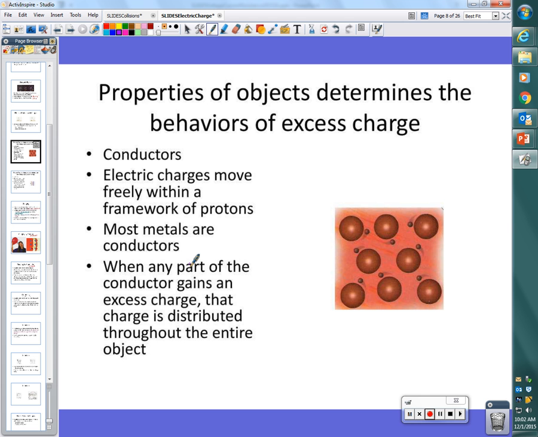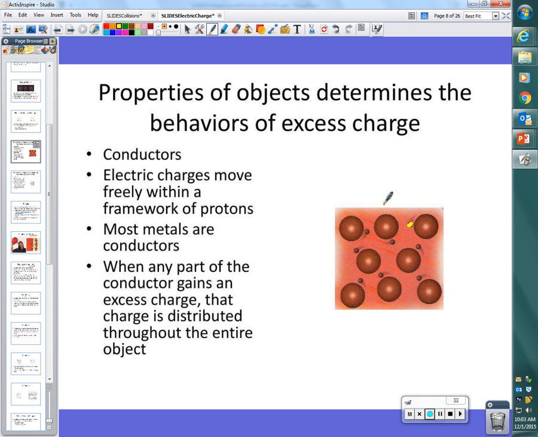Now, that being the case, that's why metals make good conductors. Conductors allow current to flow through them. Current is the movement of electrons. We introduced that yesterday. Metals are looking to lose their valence electrons, so they don't hold on to their valence electrons very tightly. What ends up happening then is that, like it says here, electric charges move freely within a framework of protons.